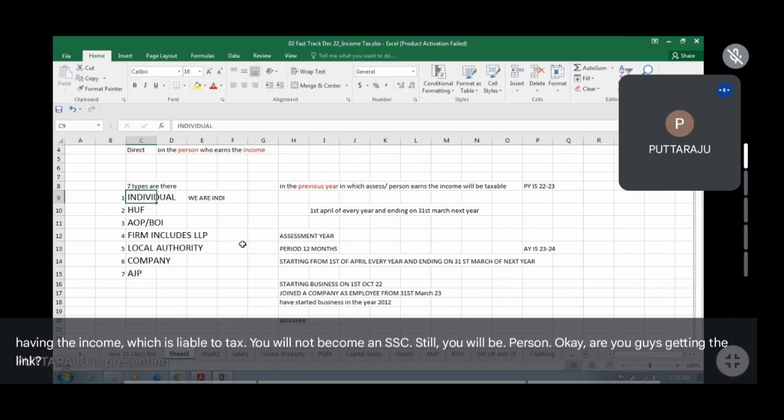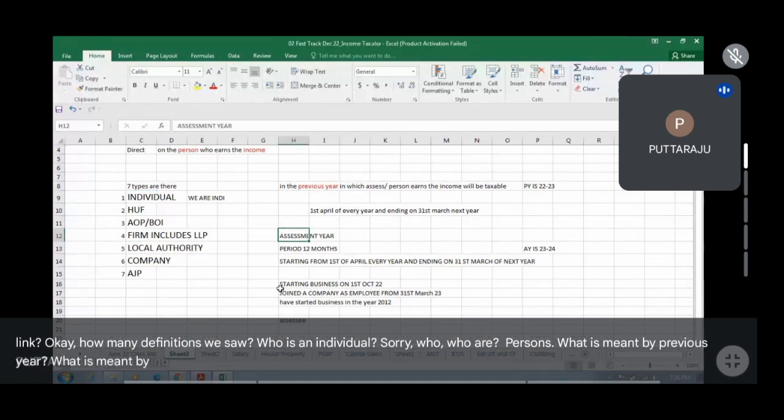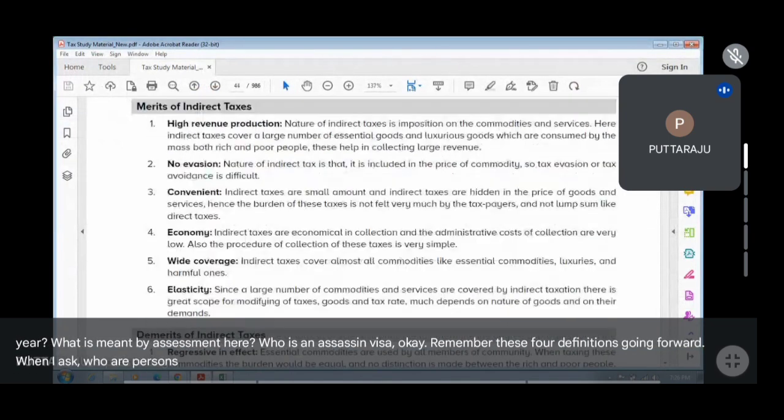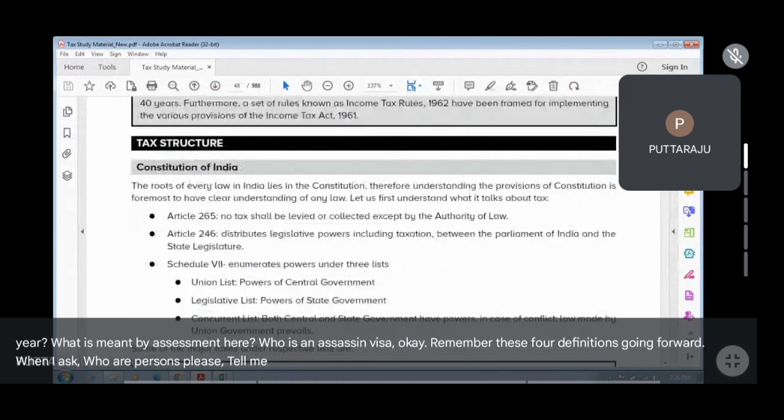Okay. Now, how many definitions did we see? Who is an individual? Who are persons? What is meant by previous year? What is meant by assessment year? Who is an assessee? We saw. Okay. Remember these four definitions. Going forward, when I ask who are persons, please tell me the 7 categories of persons.